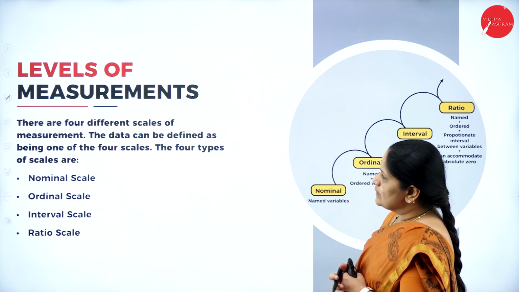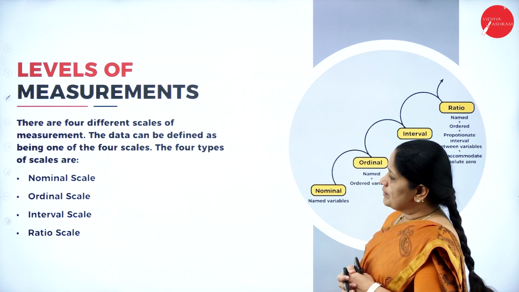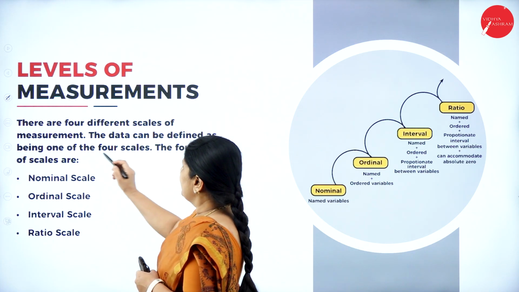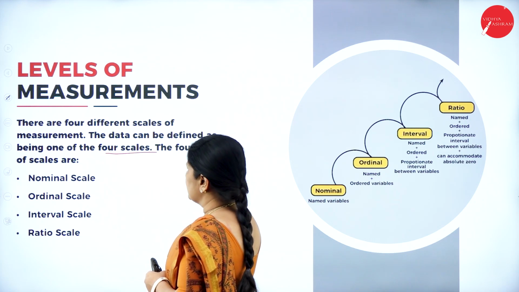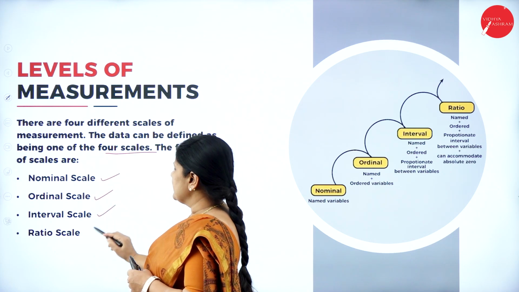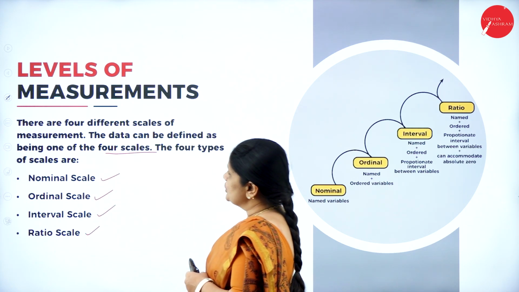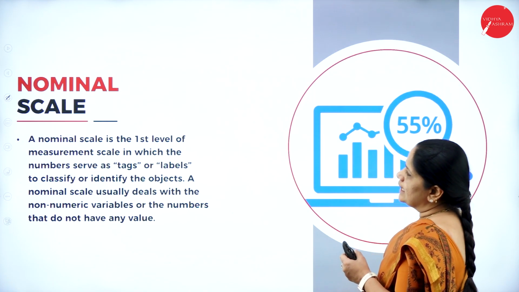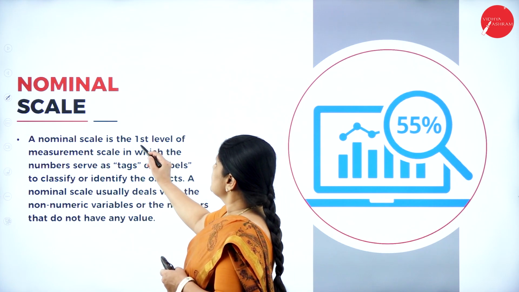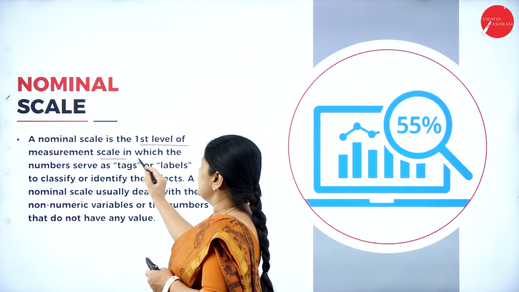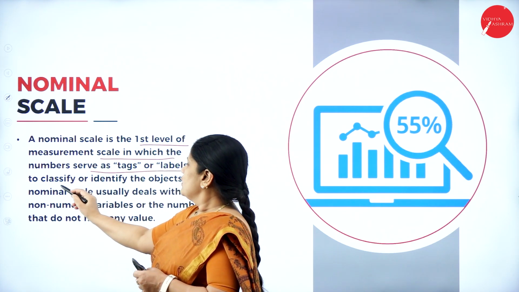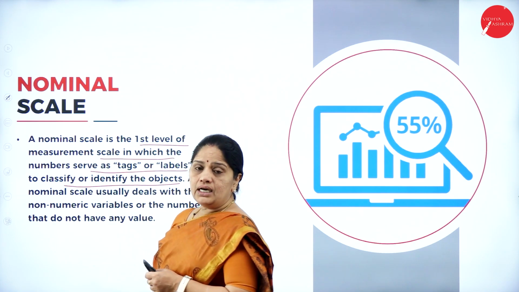Now first let us look into the various levels of measurement. There are 4 different scales of measurement. The data can be defined as being any one of the 4 scales. The 4 types of scales are the nominal scale, ordinal scale, interval scale and the ratio scale. Now let us look into what is the nominal scale. The nominal scale is the first level of the measurement scale in which the numbers serve as tags or labels to classify or identify the objects.